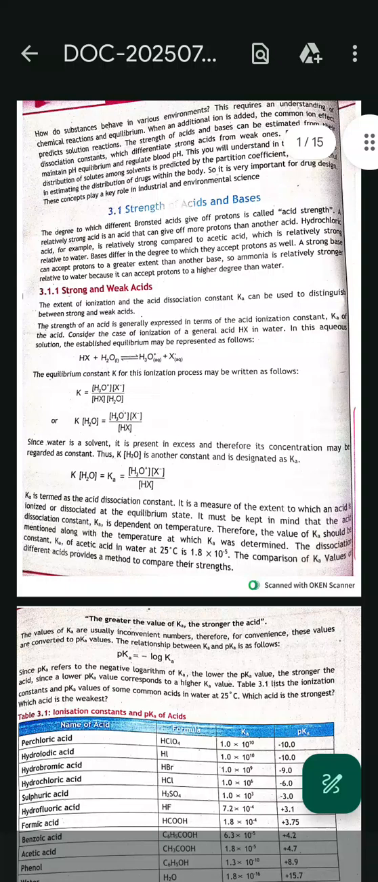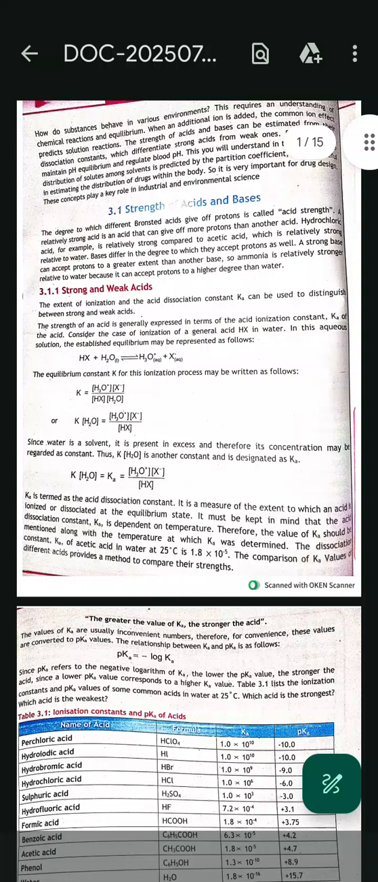So our first topic is strength of acids and bases. So the degree to which different Bronsted acids give off protons is the acidic strength. A relatively strong acid is an acid that gives off more protons, like H positive. So which gives off more protons in the solution, it's a quite good acid. And hydrochloric acid, for example, is relatively strong compared to acetic acid, which is relatively strong relative to water.